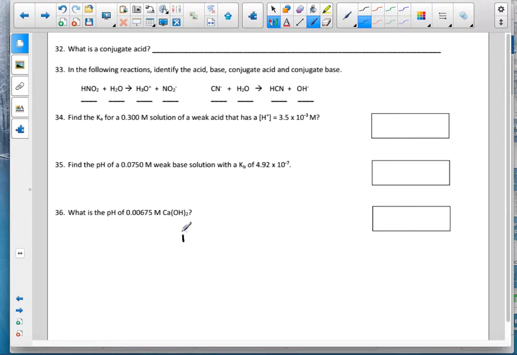Look how tricky this is. See the OH in parentheses? Before you even start, you just take 0.00675, multiply by 2. Then you go into pH land and find pH. So I'd have OH concentration, negative log, subtracted from 14.